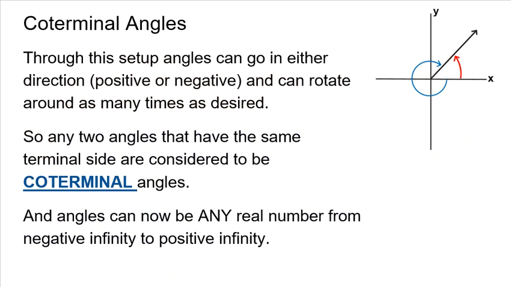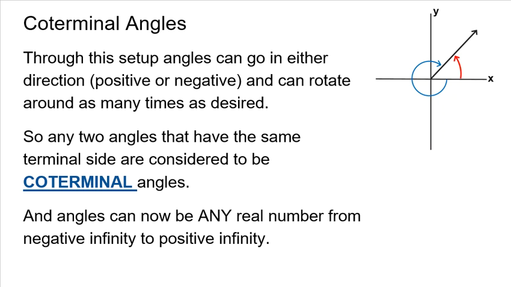All right, now let's talk about something that are called coterminal angles. So through this setup, angles can either be positive or negative, and they can rotate as many times as possible. Like I said, it can go around and around and around. So this allows any angles to be coterminal. Now what coterminal means is that the two angles have the same ending, the same terminal side. So any two angles that have the same terminal side are considered coterminal because they share a terminal side.